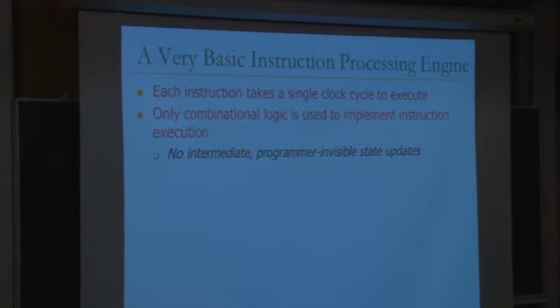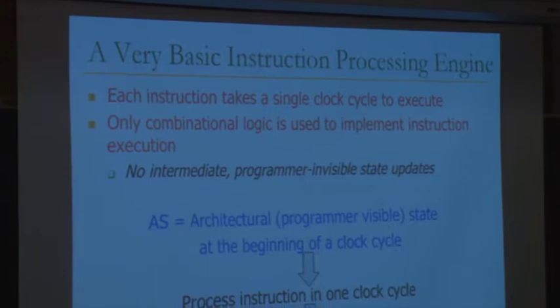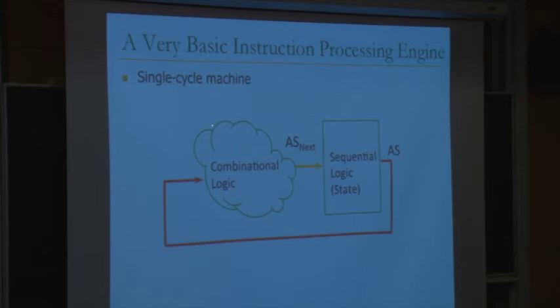A very basic instruction processing engine is this. It implements choice one. Basically, each instruction takes a single clock cycle to execute. And you use only combinational logic to implement instruction execution, which means that there are no intermediate programmer invisible state updates, right? Because everything is combinational now in the implementation of an instruction. This is basically it. Process an instruction in one clock cycle, and you get architectural state prime. Which means that a very basic processing engine looks like this, right? It's a single cycle machine. It's basically sequential logic, which contains the architectural state, and that's fed into combinational logic. And at the end of the clock cycle, you get architectural state prime, which gets latched. And everything that's required to execute an instruction happens within this combinational logic, right? It's a very nice abstraction, right?